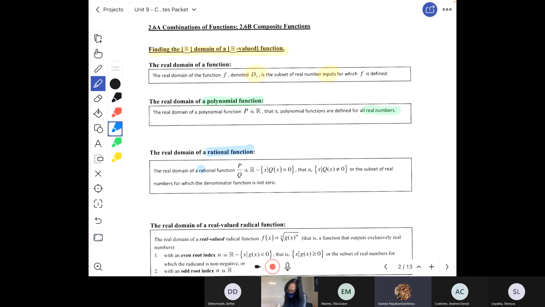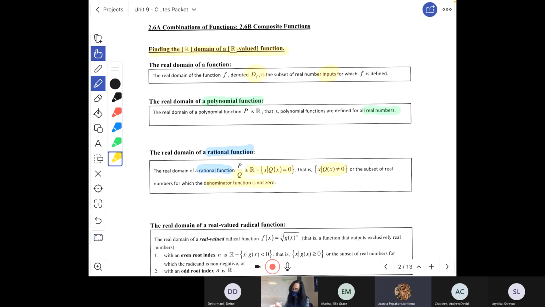So to find the real domain of a rational function, you first start with all your real numbers, and then you subtract any domain restrictions that make the denominator 0, right? So we have to exclude any values of x that make the denominator 0. So we start with real numbers, and then we subtract out any values that make the denominator 0. So we're looking for what made the denominator 0. This, again, is nothing new. We're just formalizing it.